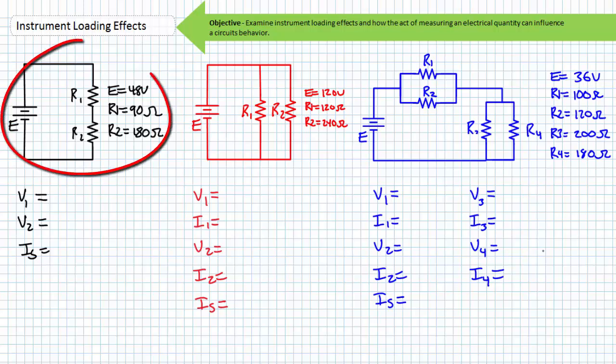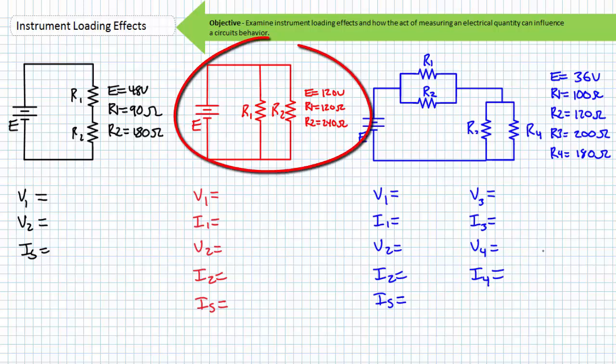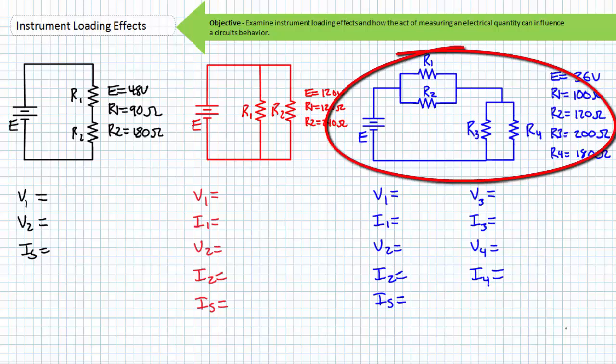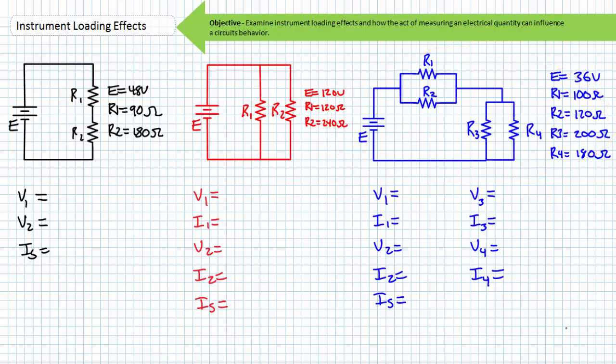Consider the following circuits in their ideal condition, and again, when non-ideal instruments and sources are used to build and measure it. Circuit 1 is a pure series circuit consisting of a 48-volt source, R1 at 90 ohms, and R2 at 180 ohms. Circuit 2 is a pure parallel circuit with a 120-volt source, with R1 at 120 ohms and R2 at 240 ohms. Circuit 3 is a series parallel circuit with a 36-volt source and R1 at 100 ohms, R2 at 120 ohms, R3 at 200 ohms, and R4 at 180 ohms.